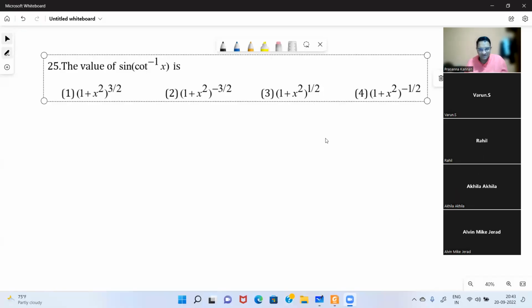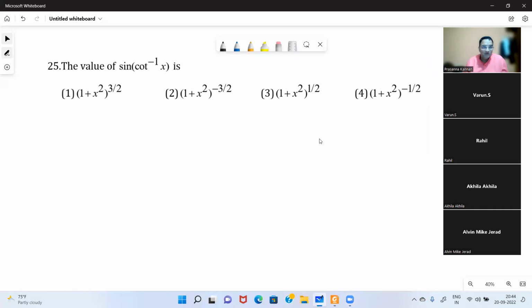Okay, now let's look at the next question, question number 25. What is the value of sine inverse of cot inverse x? These questions are very common in PU also, so you must know how this procedure is. We have already done similar questions before using the triangle, but now again focus on this clearly.